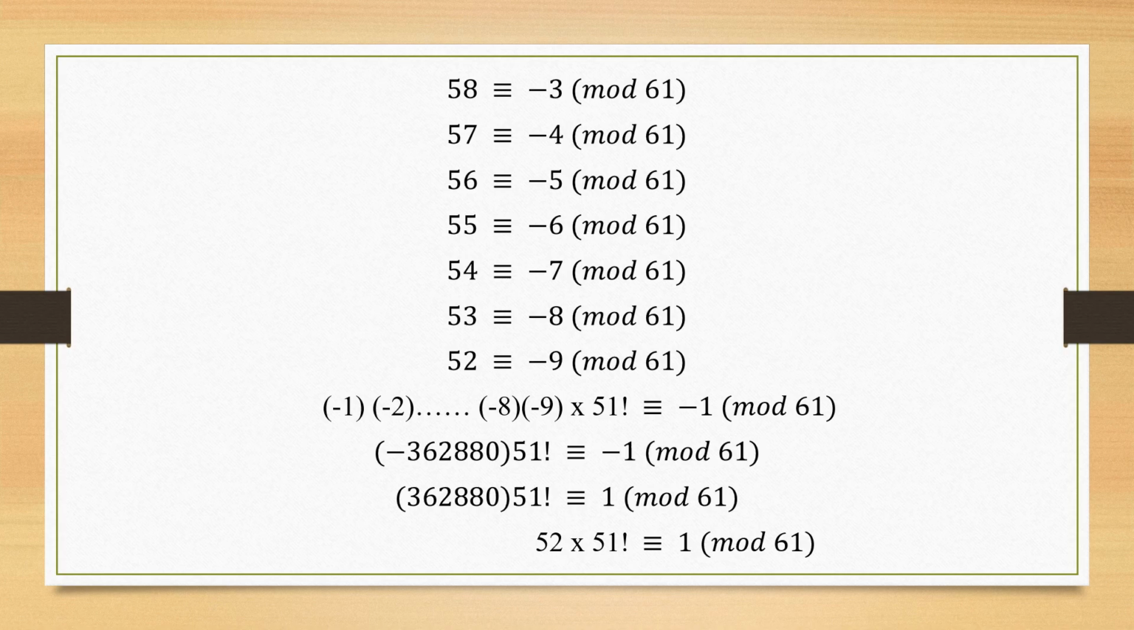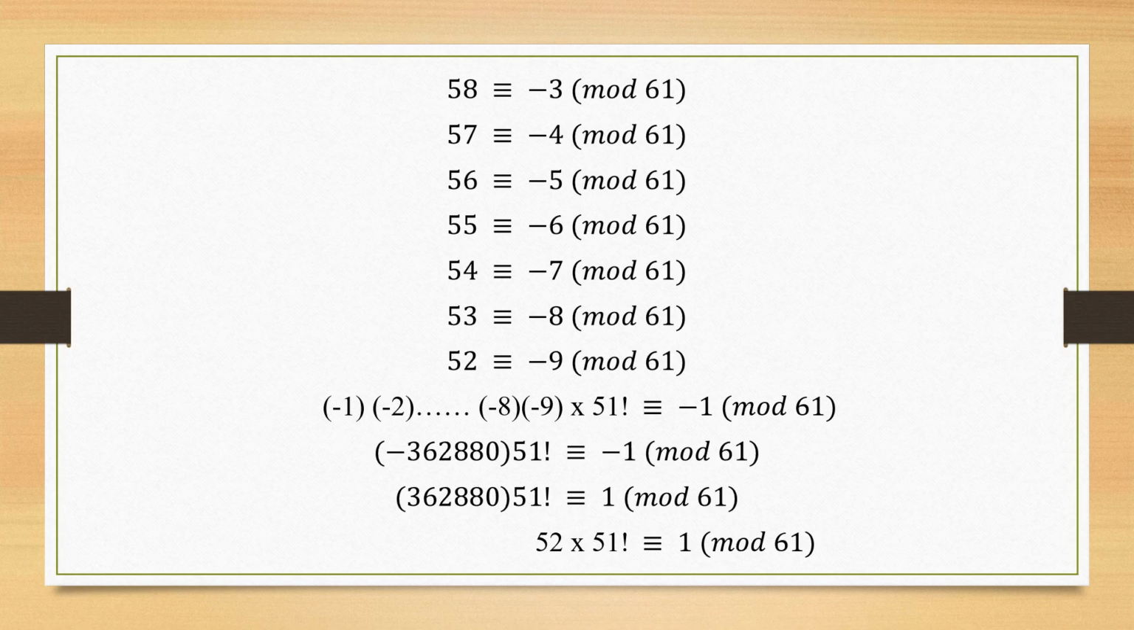Now if I multiply all these numbers, minus 1, minus 2, minus 3 and so on to minus 9, you can use your calculator to get the value. The value is minus 3,62,880. I'm getting a negative sign because 9 numbers are there. So minus 362880 times 51 factorial is congruent to minus 1 mod 61. Now what do I do? On the left hand side and the right hand side of the congruent symbol, both carry a minus sign.